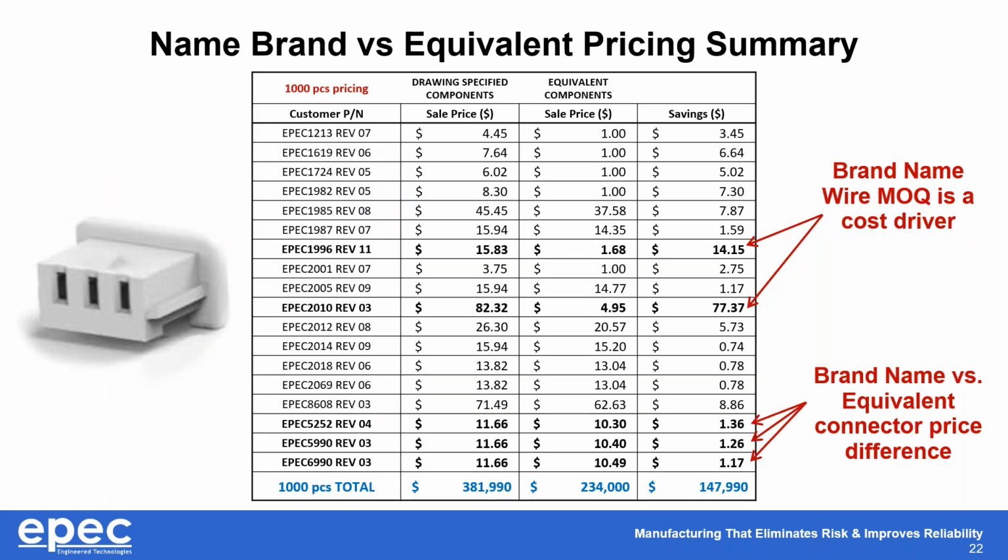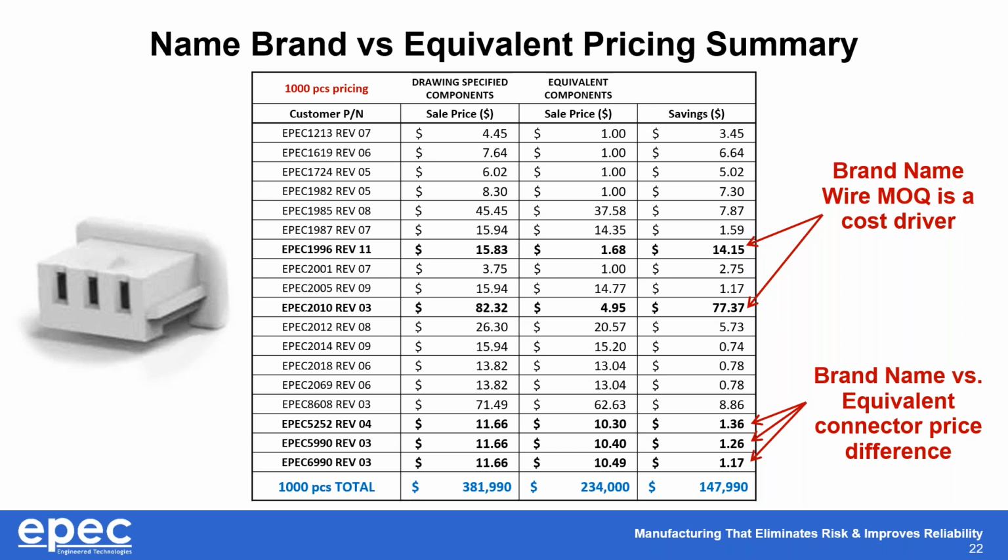So this next analysis we're going to show you here is a fictitious example, but it actually gives some context to what we're trying to explain here. The important thing to point out is that if you specify a brand name wire on your drawing and your drawing forbids any equivalence, we will quote with that drawing-specified wire. Even if this costs us $80 a cable, even if this means we have to buy 10,000 feet of said wire, only to use 500 or 1,000 feet of it.